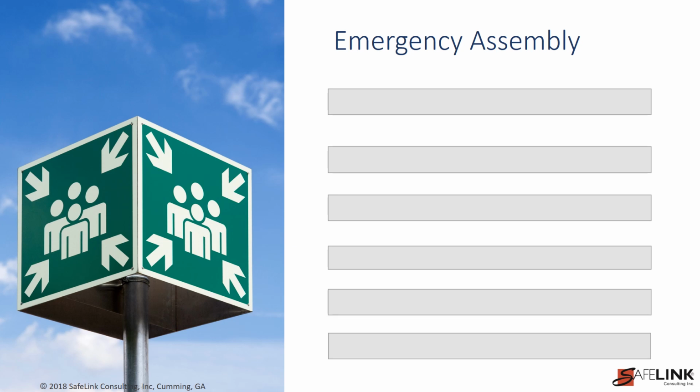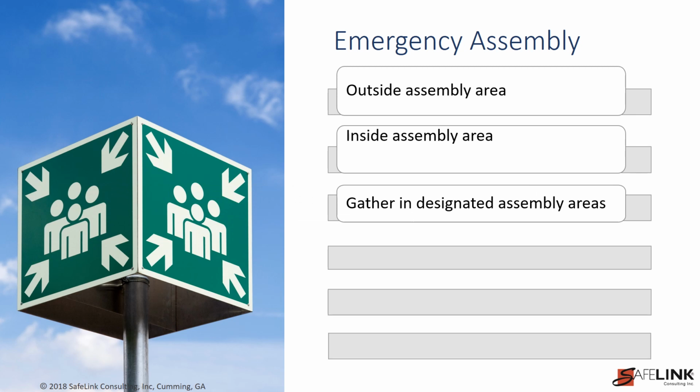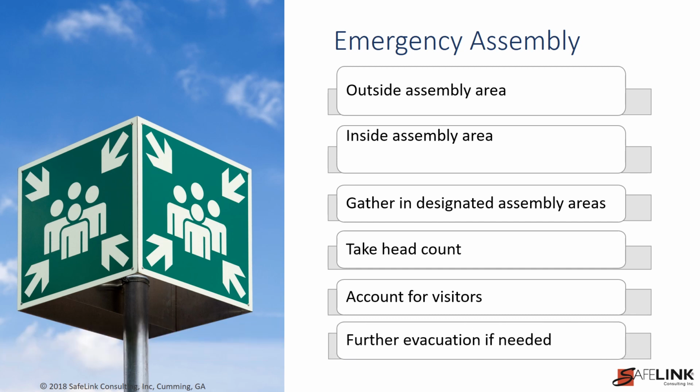Your employer will inform you of the location of the outside assembly area in the event of an evacuation, and the inside assembly area when shelter in place is indicated. Always gather in the designated assembly areas so that a personnel count can be taken. Your employer will also need to account for any visitors. Should further evacuation be needed, you will be informed at the gathering place. Only re-enter a building when an authorized person has indicated it is safe to return.